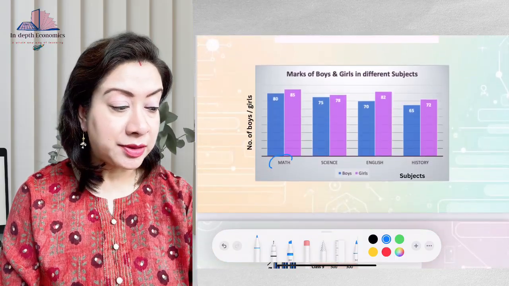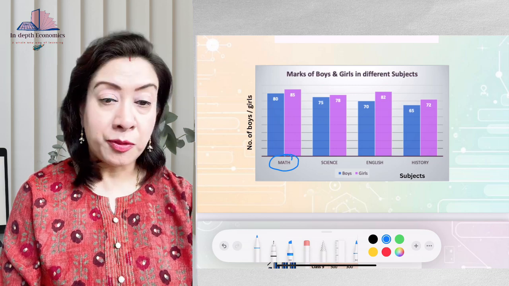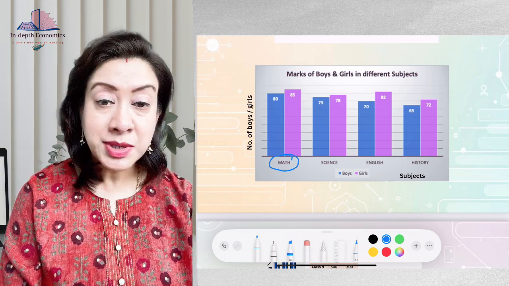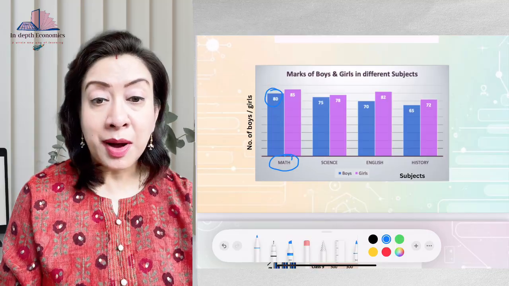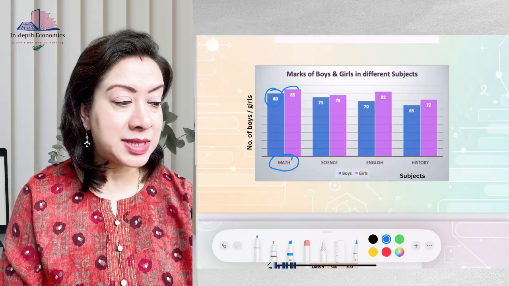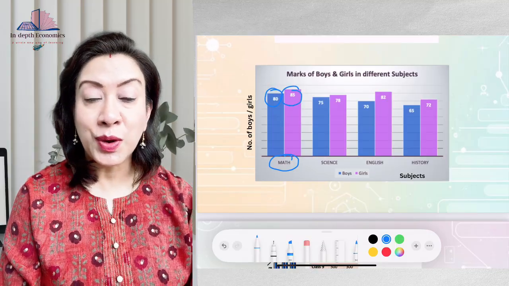For each category, there will be multiple bars. For maths, there will be a bar representing the marks of boys and another bar representing the marks of girls, and so on.